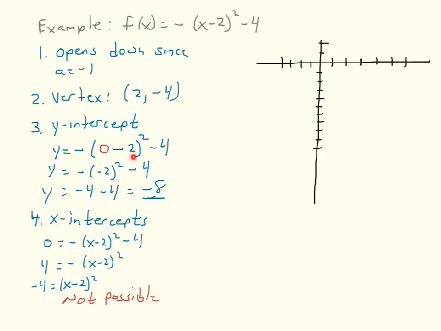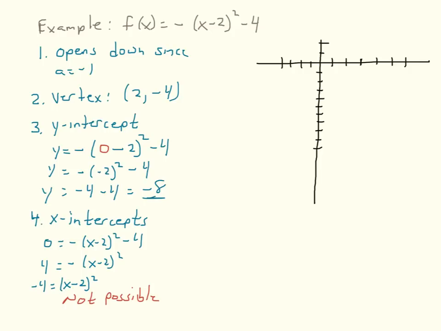So I take 0 minus 2. It gives me the negative of the (-2) squared, minus 4. Well, (-2) squared is going to be positive 4, but I still have that negative there. So I'm going to get -4 minus 4, which equals -8. So I know that this parabola is going to cross the y-axis at -8.